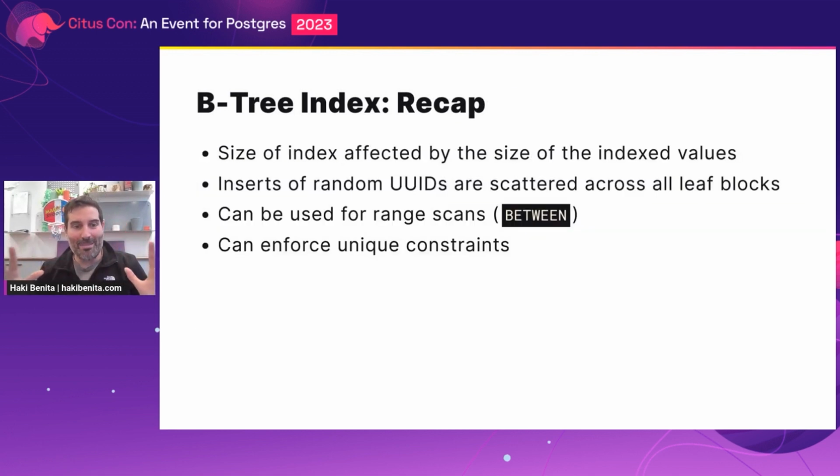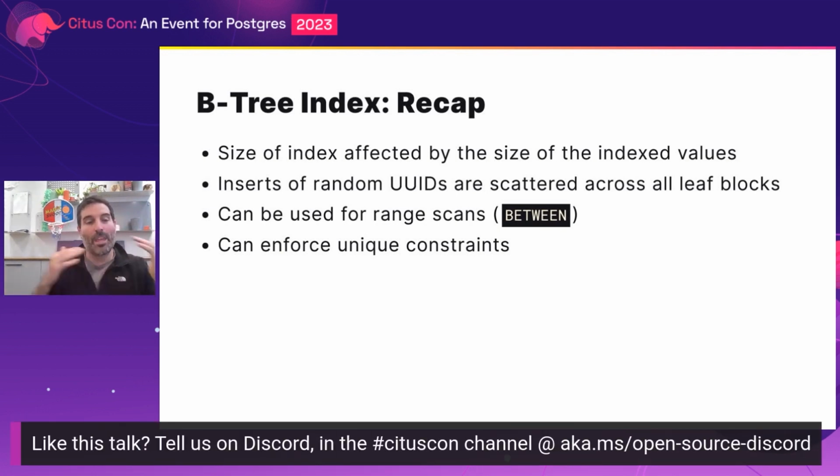So let's just recap on B-tree index before we move on to more exciting types of indexes. So the B-tree index stores the index values in the leaf. This makes the index size affected by the size of the index values. The bigger the values that we are indexing, the bigger the index is going to be. We also saw how inserts of different types of UUIDs may affect insert performance, right? So random UUIDs are scattered all across the leaf blocks, while the sorted UUIDs are concentrated at the rightmost leaf block, and the database can optimize that.